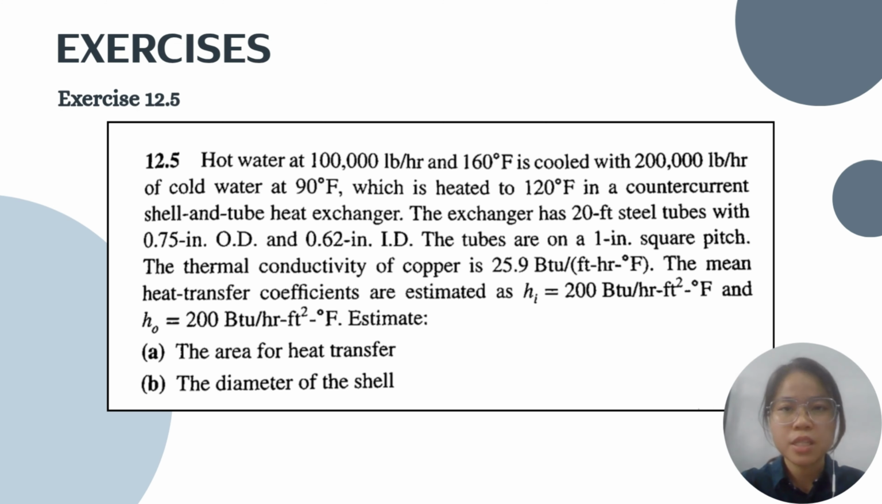Now I will explain exercise 12.5. In this exercise, we're designing a shell and tube heat exchanger for a water-to-water process. Specifically, we need to cool 100,000 pounds per hour of hot water from 160 degrees Fahrenheit down to 100 degrees Fahrenheit using 200,000 pounds per hour of cold water entering at 90 degrees Fahrenheit. We need to determine the required heat transfer area and the resulting shell diameter using 20 feet copper tubes.